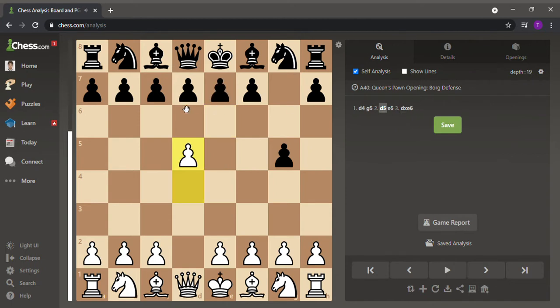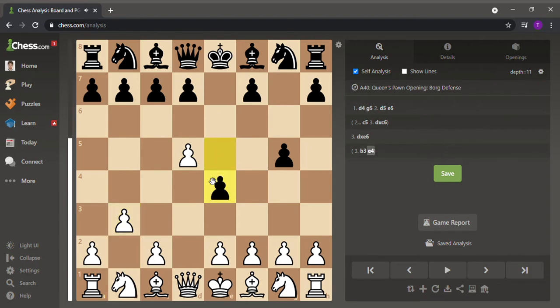Now what if he plays this pawn? Then I can capture it this way and this pawn moves out. It's not like when your pawn is over, for example the pawn has already moved some squares, then you cannot capture it like this because it's not beside your pawn. So I hope that you understood the en passant rule.